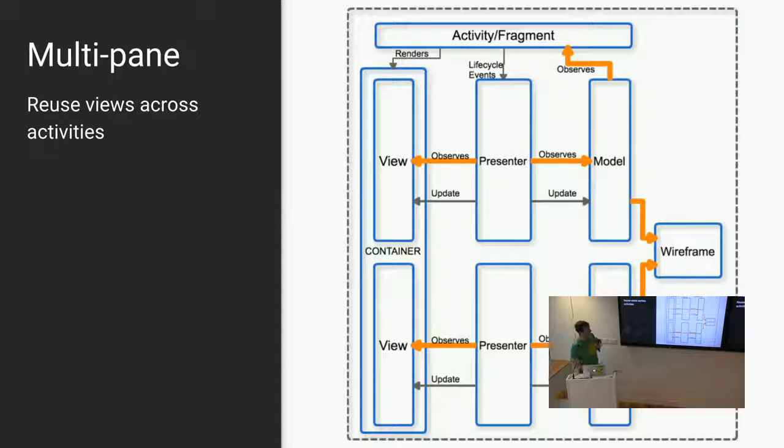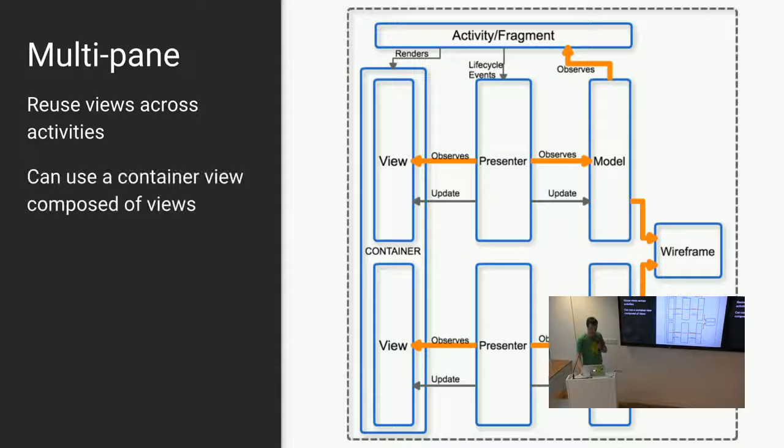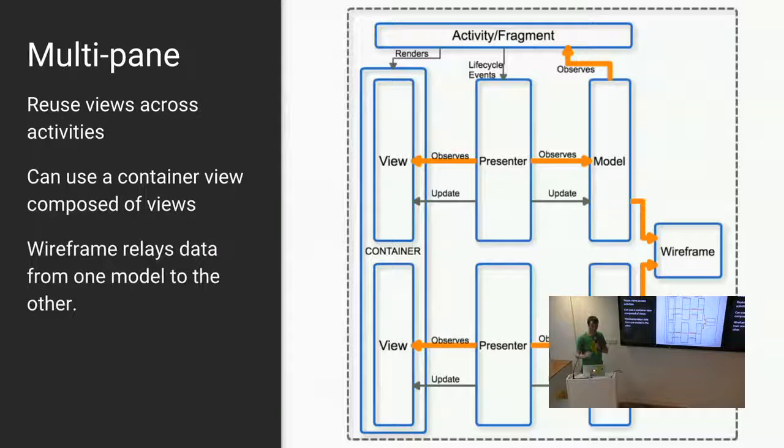And then we use this little wireframe here, which relays events back and forth. So we have a container view, which is composed of smaller views, and then the wireframe relays data. If the presenter, let's say you get a click, comes through the presenter, it will relay that to the wireframe, and then the wireframe is being observed by another model, so it goes back around and into the other view. This is similar to the idea of having an activity implement a fragment communication interface, as you might have had before.